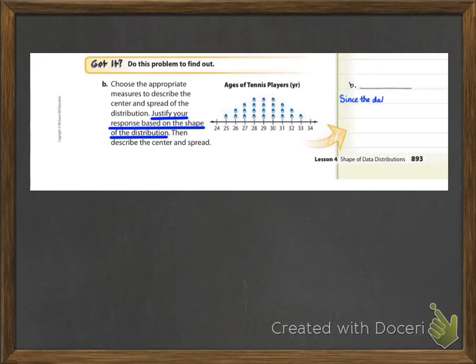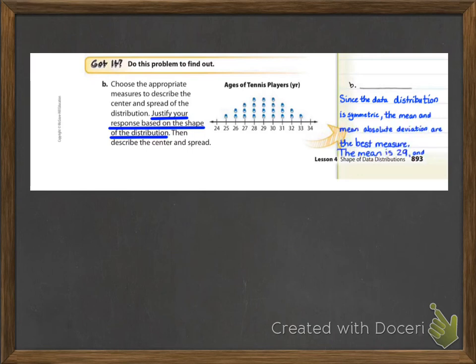All right. So since the data distribution is symmetric, so if you look at it, both sides are the same, that means the mean and the mean absolute deviation are the best measure. The mean is 29, and the mean absolute deviation is 1.7 years.